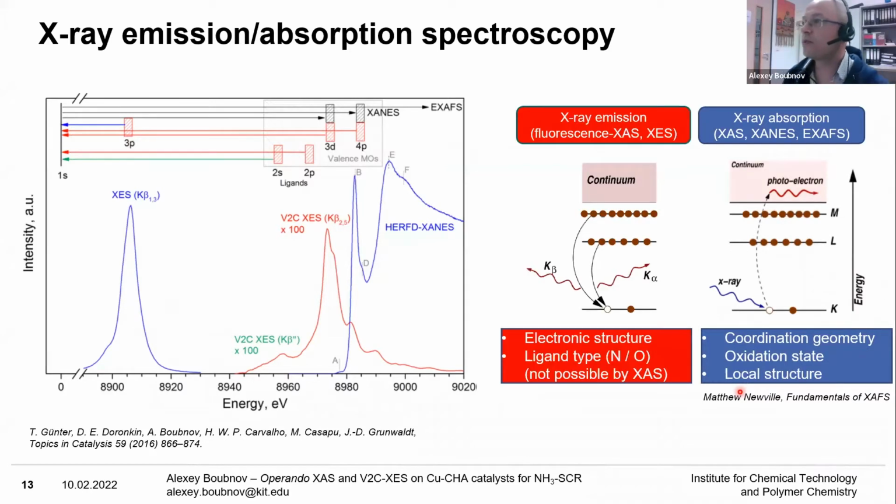And if we do the emission, and that's not the strong emission here, the core-to-core, but the valence-to-core emission, which is a very weak transition, we're probing the occupied valence states as they decay to the core hole. And here we get the electronic structure of the low energy side of the Fermi level, and can also distinguish between the ligand type, nitrogen versus oxygen. And this is not possible by XAS, because XAS does not distinguish between neighboring elements.